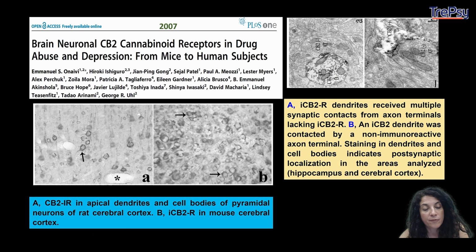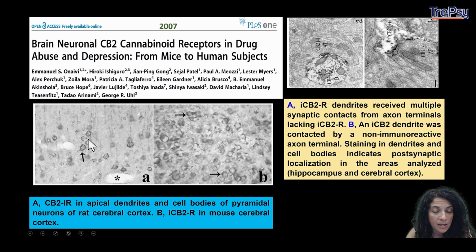This article from the same group, the UL group, in 2007, shows the CB2 receptor is positive in the apical dendrite. Here, look at here, in the apical dendrite and in the cell bodies of pyramidal neurons of rat's cerebral cortex and in mouse cerebral cortex.